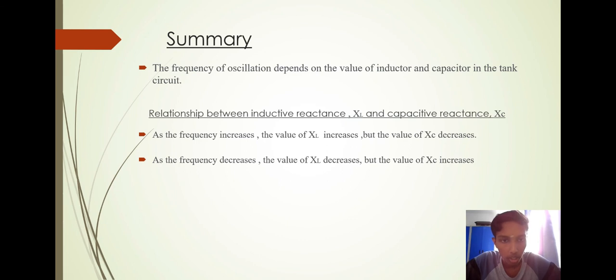So let's talk about the relationship between inductive reactance and capacitive reactance. As the frequency increases, the value of inductive reactance increases, but the value of capacitive reactance decreases. As the frequency decreases, the value of inductive reactance decreases, but the value of capacitive reactance increases.